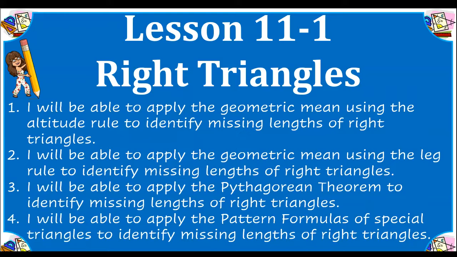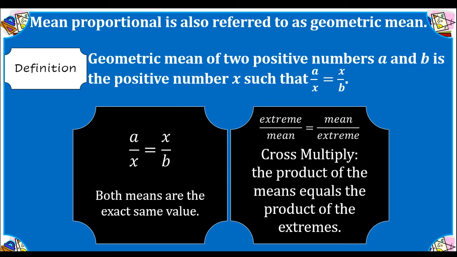In this lesson, we're going to learn some definitions and theorems to find the lengths of right triangles. So mean proportional is the same as geometric mean. So these two words can be used interchangeably. Now this mean is not like mean, median, mode. So let's write this definition in your notebook as well as the proportion and all the components.